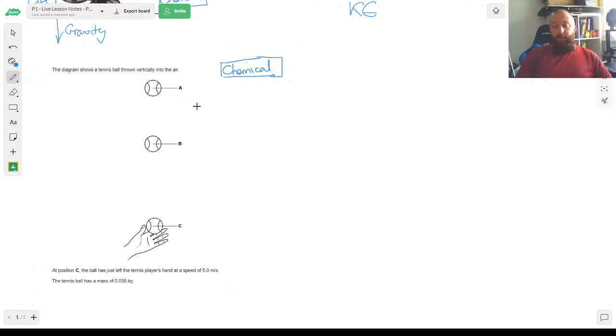So it's chemical energy because we've got that energy in our muscles. So the chemical energy comes from the food that we eat, and then our body stores that. In my case, probably stores a bit too much. But anyway, we're storing that chemical energy. As we throw that ball, it is being converted into kinetic energy. So we're throwing the ball upwards.